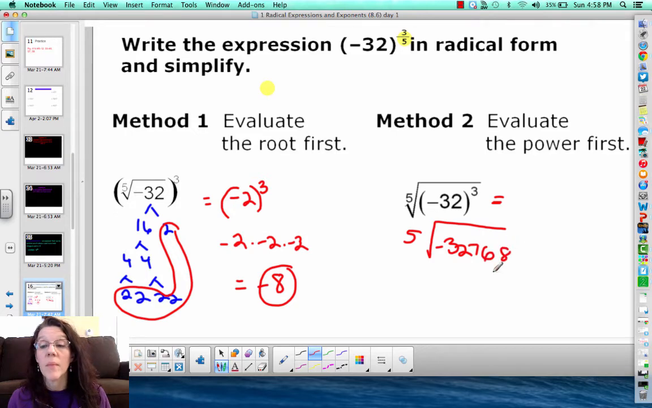Now, I'm not going to go through the process of breaking that down because that's a really big number. I'm going to rely on my calculator to help me. If I put into my calculator the 5th root of negative 32,768, the answer gives me negative 8, which is exactly what we got over here. Either way works, but what you need to understand is the 3 is the power and the 5 is the root. It doesn't matter which one you do first, you just need to do both of them.